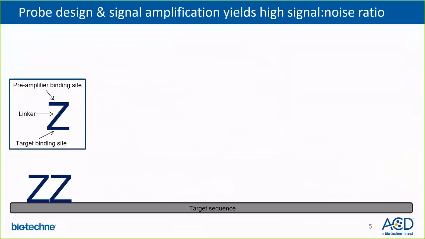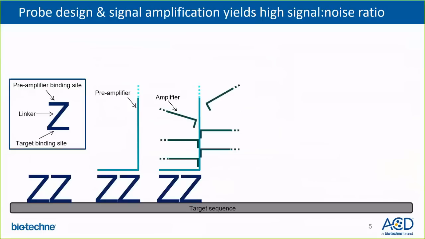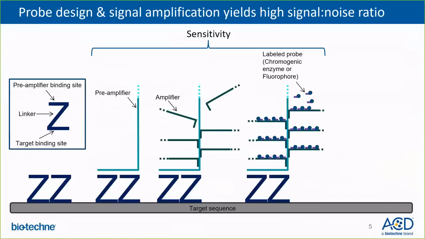Now, after the Z pairs hybridize with the target RNA, the preamplifier binds to the top of the ZZ pair. Each preamplifier can bind multiple amplifiers, and then each amplifier can further bind multiple labeled probes. These labeled probes contain either a chromogenic enzyme or a fluorophore. This signal amplification strategy yields high sensitivity and allows for visualization of target RNAs as a single dot, where each dot represents an individual RNA molecule that can be quantified.